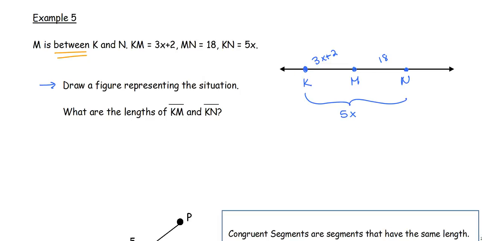All right, now what I want you to do is press pause again and see if you can write the equation needed to solve for x. So how are these individual pieces related to each other? Go ahead and press your pause. Okay, so we're going to use the segment addition postulate. In this case, our small piece plus our small piece gives us our whole, which gives us 3x plus 2 plus 18 is going to be equal to 5x.